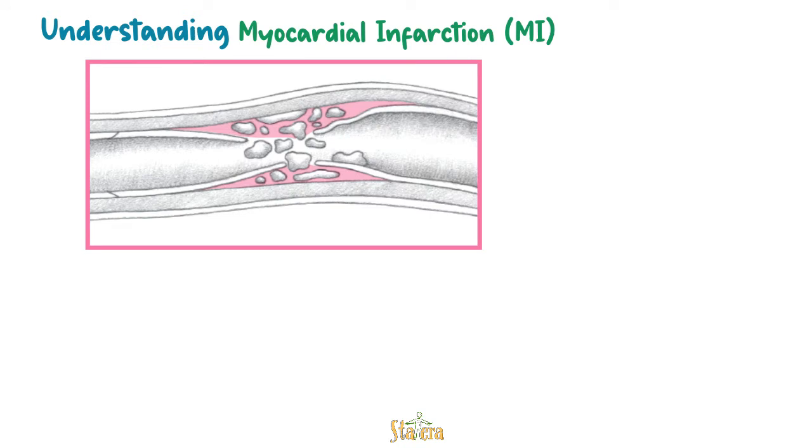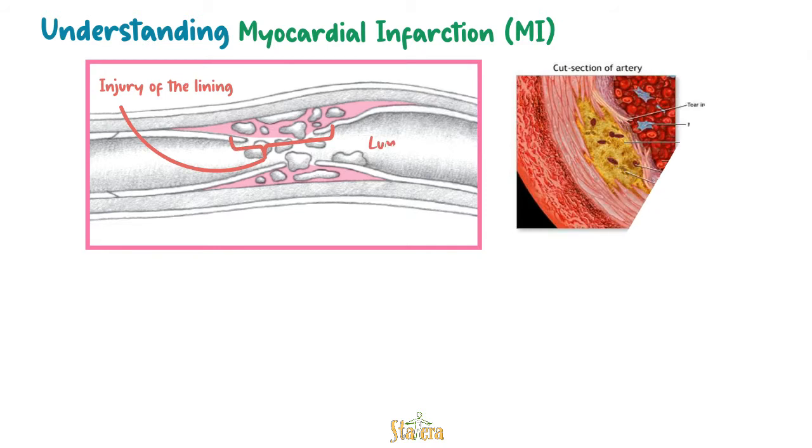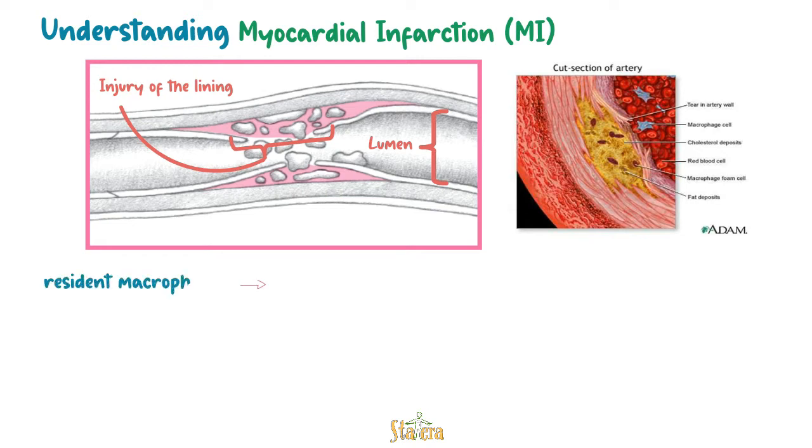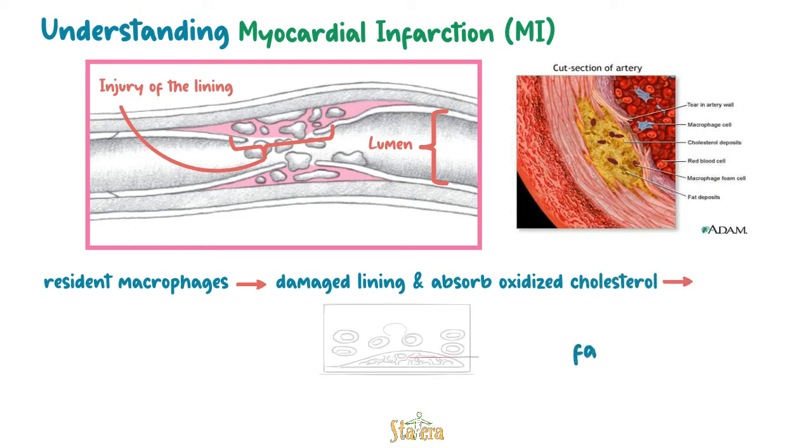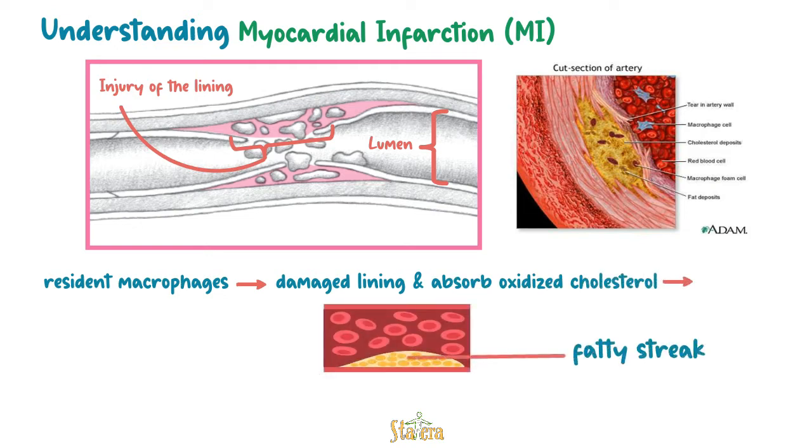Here's what happens. Injury to the endothelial lining of the coronary arteries causes platelets, white blood cells, fibrin, and lipids to converge at the injured site. Foam cells, or resident macrophages, gather under the damaged lining and absorb oxidized cholesterol, forming a fatty streak that narrows the arterial lumen.